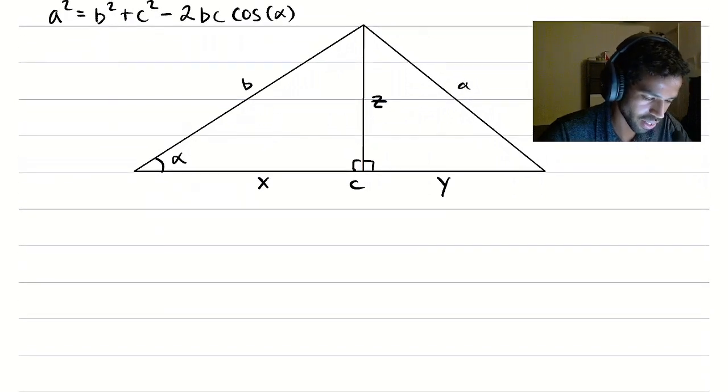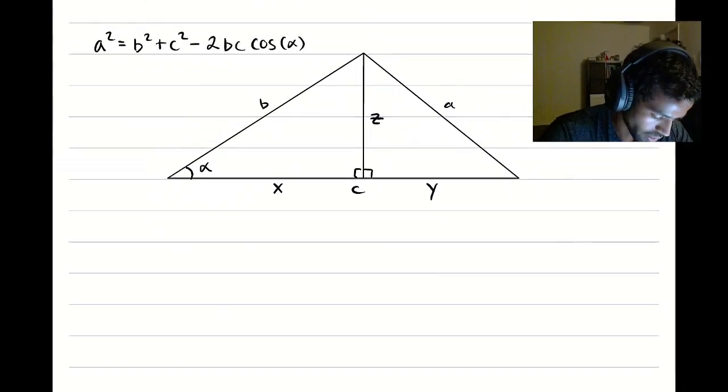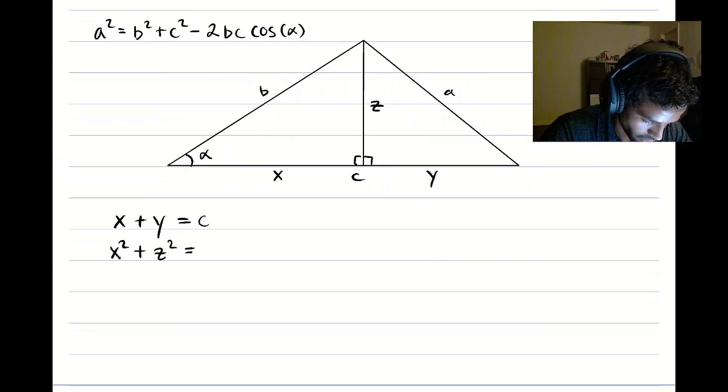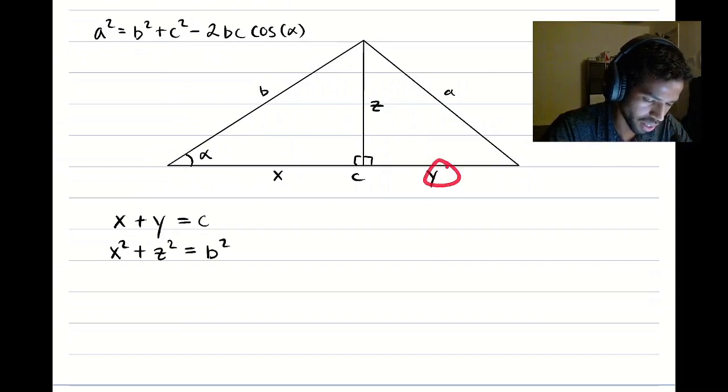Okay, so let's write down some equations. So we know that x plus y is equal to c. We also know that x squared plus z squared is equal to b squared. So we can write that down. We also know that y squared plus z squared is equal to a squared.